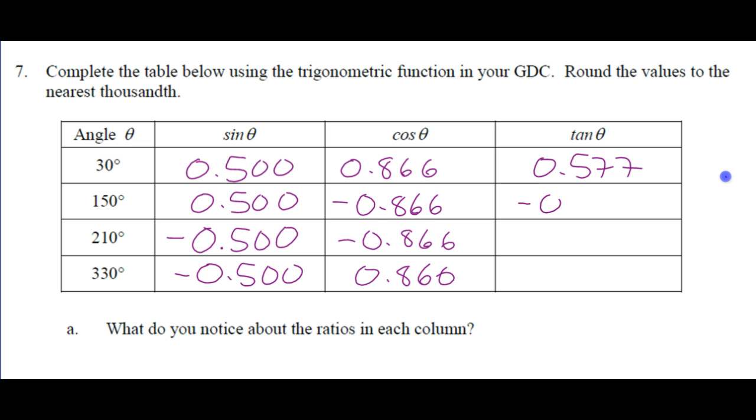0.577, negative 0.577, positive 0.577, negative 0.577. Okay, so that's the lazy person's way of doing this. I don't have to go sine 30, write it down, sine 150, and so on.